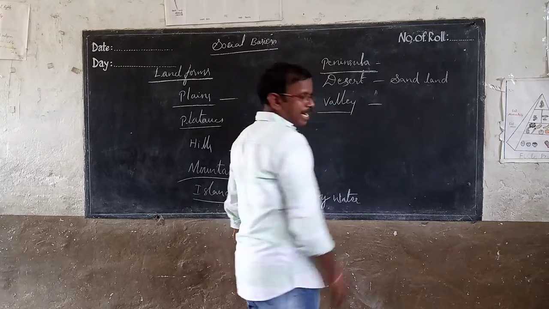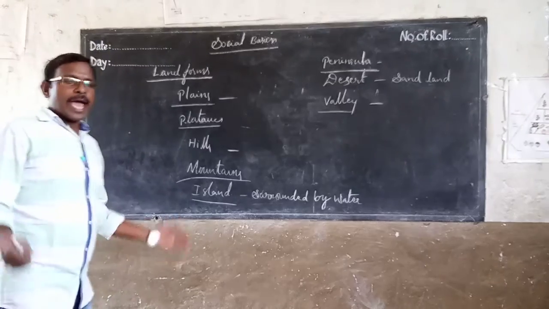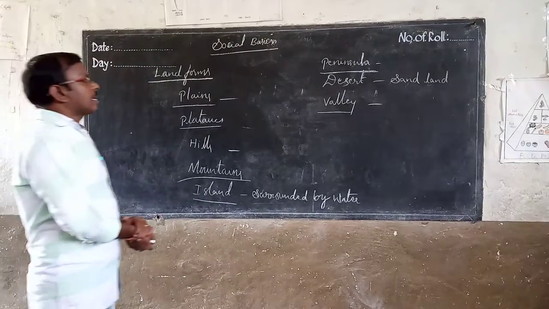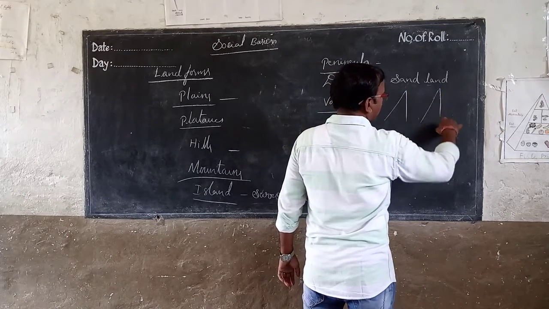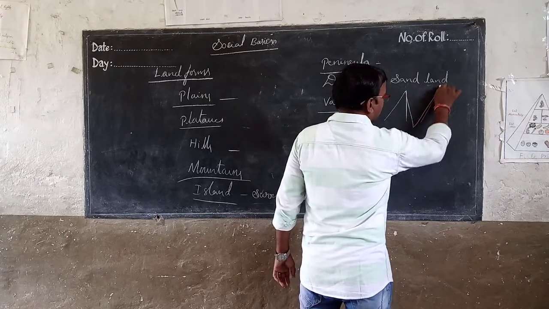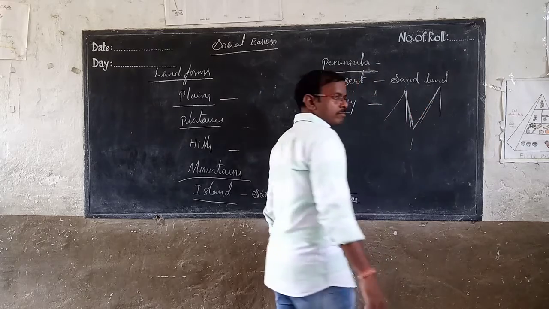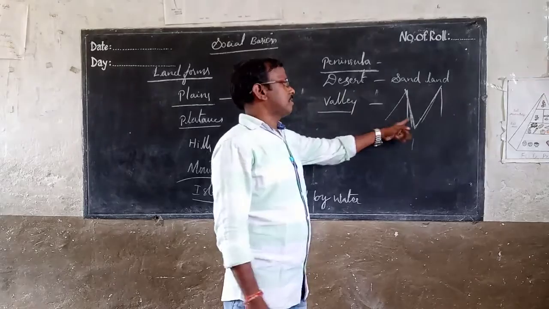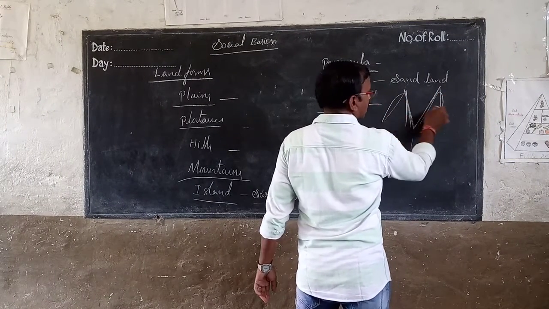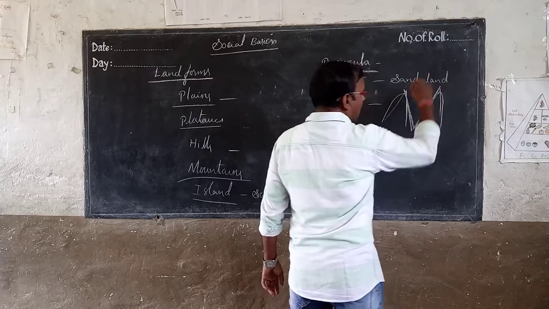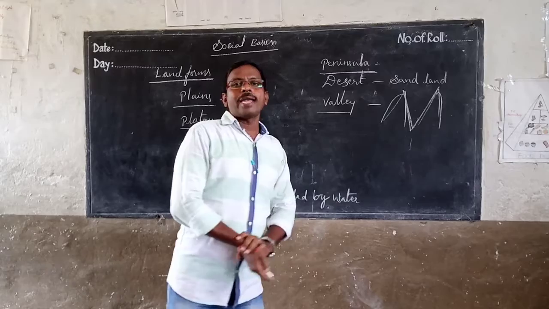A valley is a narrow land between mountains or hills. We know, my dear students, this is one hill, this is another hill. In the middle is a V shape, like this. Here water will flow. This is called a valley. V-shaped valleys. This is one mountain, this is another mountain. In the middle, a narrow bottomed area will be there, where water will flow. That is called a valley.